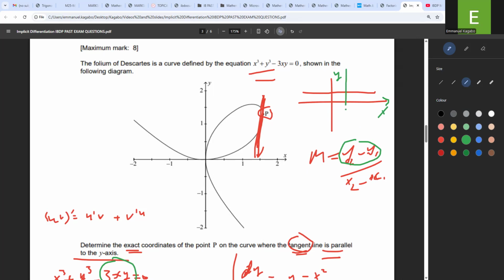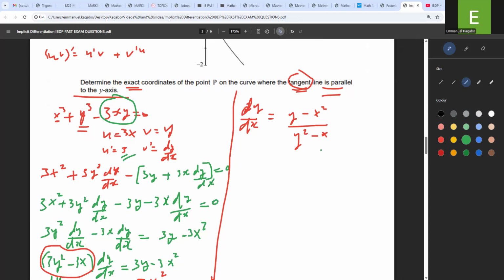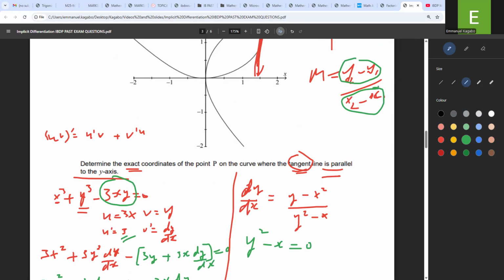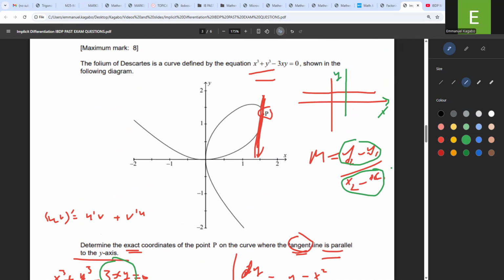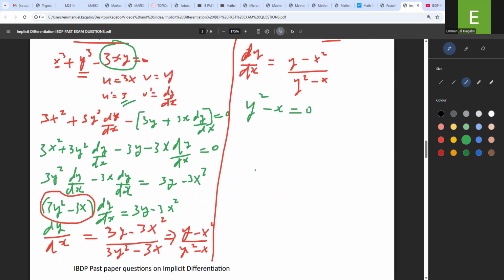Now, what about if it's parallel to y-axis? It's a vertical line. If it's a vertical line, this is the part that is going to be 0. Have you understood that? So basing on that, if it's parallel to y-axis, the denominator y squared minus x is going to be equal to 0. Okay? I hope you have understood. Because it's parallel, this part will be 0 because x is not changing. Okay? Good. So let me write it this way: y squared will be equal to x.